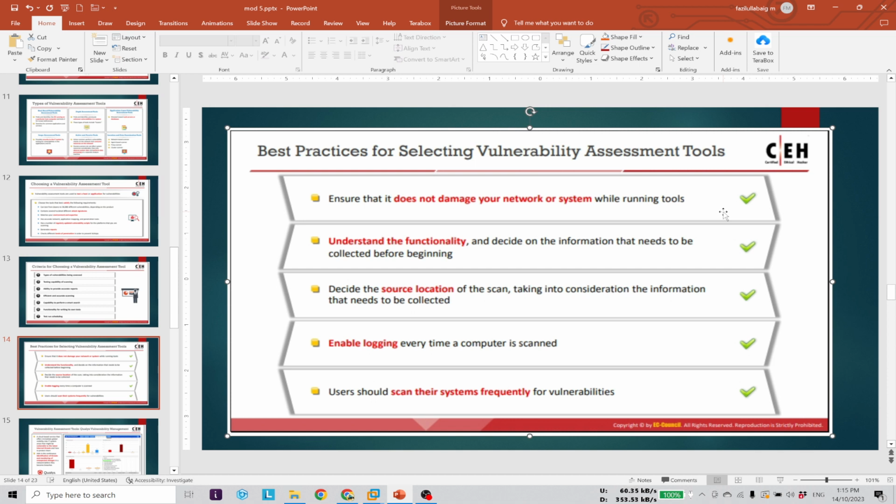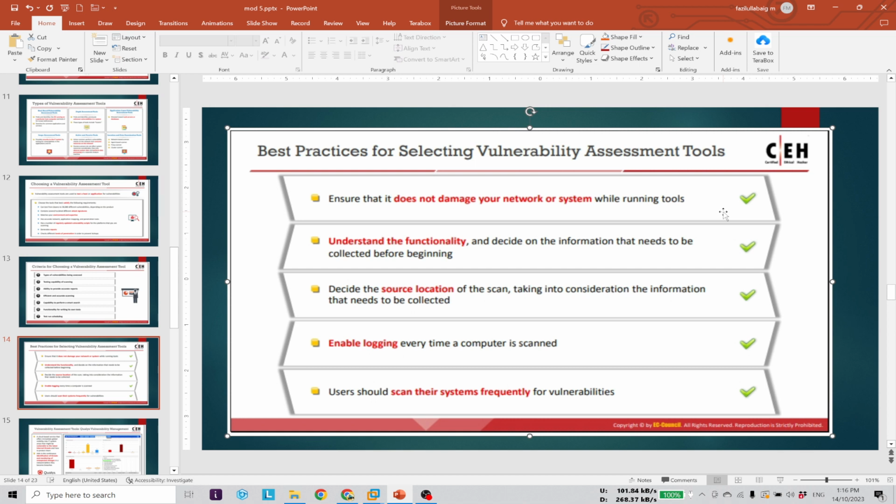Enable logging every time a computer is scanned. So we have to enable logs whenever the scan is performed. Every time a log should be there, so that we can understand whether we are scanning the network, or someone outside or inside the network is scanning our system vulnerabilities.